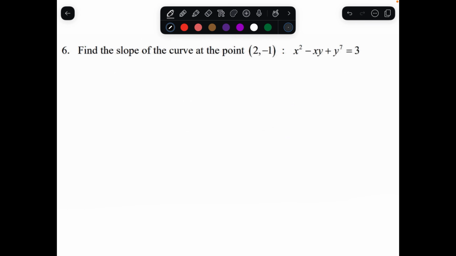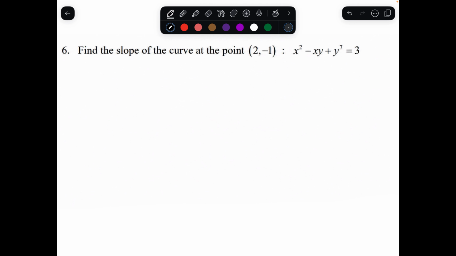Hello, welcome back. In this calculus video, I'm going to be going over implicit differentiation, shifting from related rates. Before I solve this problem, I recommend you try it yourself first. Without wasting any time, let's get into it.